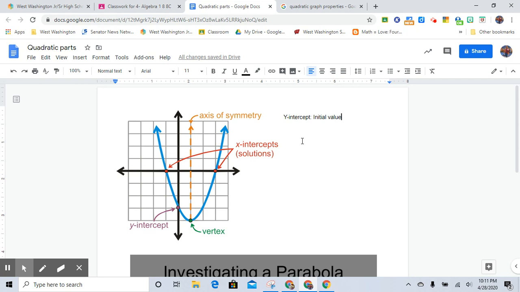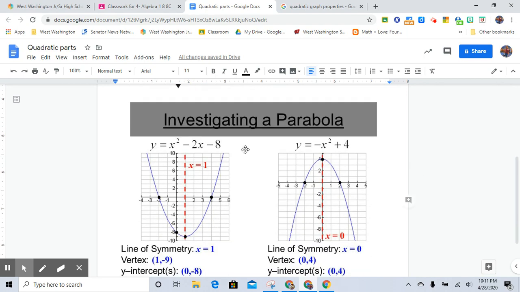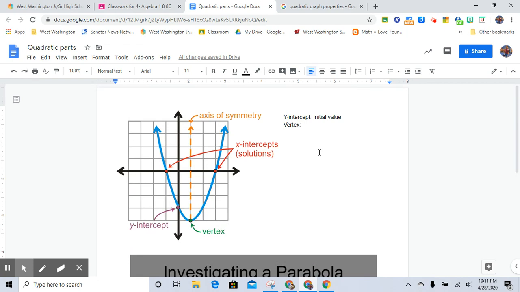Then we go to the vertex. Let's talk about the vertex. The vertex is the maximum or minimum point. Now here, it is the minimum point. On this one, we're going to see that it could also be a maximum point. So this is the highest or lowest value on the graph. Okay, depending on if it opens up or if it opens down, and we'll talk about that again in a second.